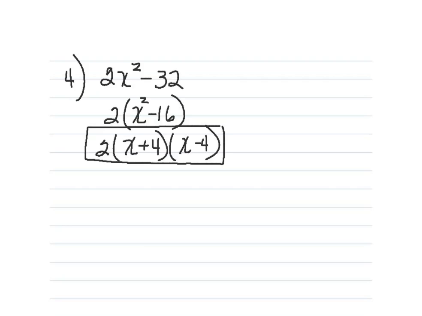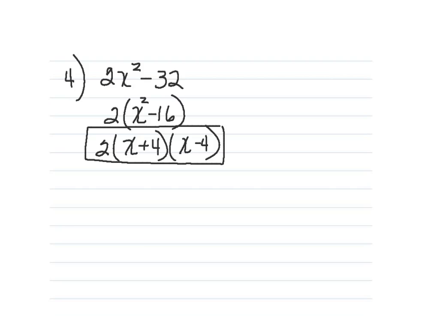Number 4. 2x squared minus 32. Hit pause on the video. Go ahead and work this one out on your own. Okay, check your answer. It's 2 times x plus 4 times x minus 4.